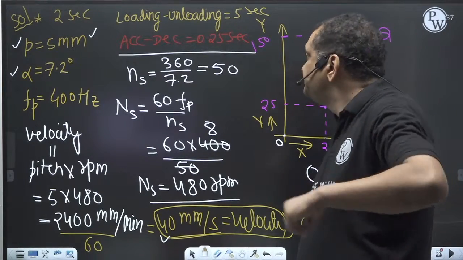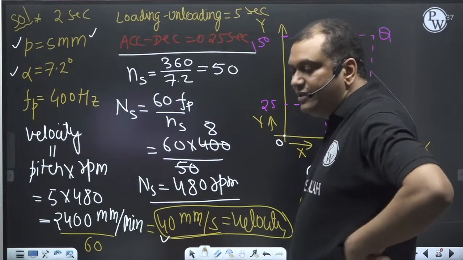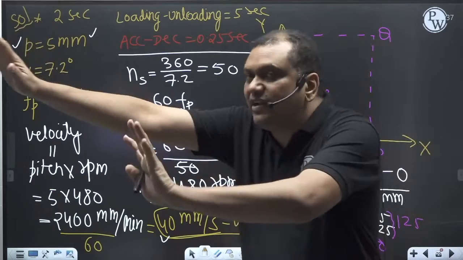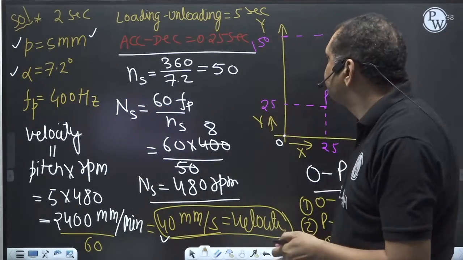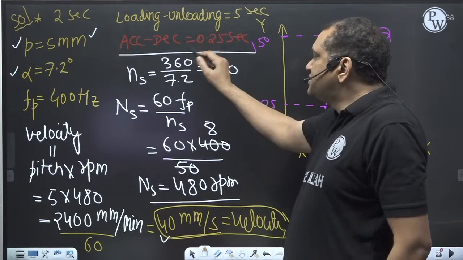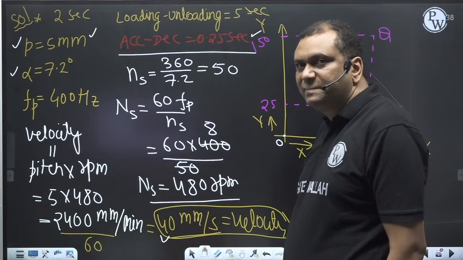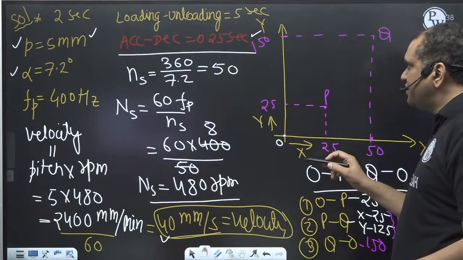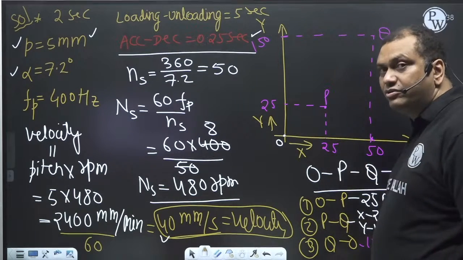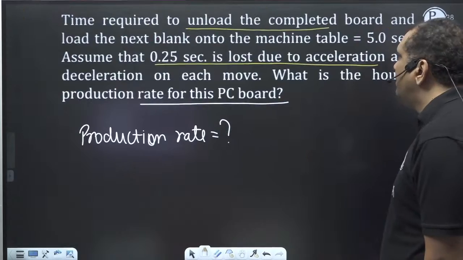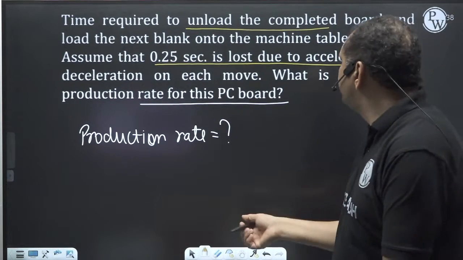Everybody should hear me. Loading, unloading time is 5 seconds, means when we are loading the P1 Q and unloading is 5 seconds. Acceleration, deceleration time is 0.25 seconds. And this acceleration, deceleration time will be counted from O to P, P to Q, and Q to O. And what is this 2 second given?